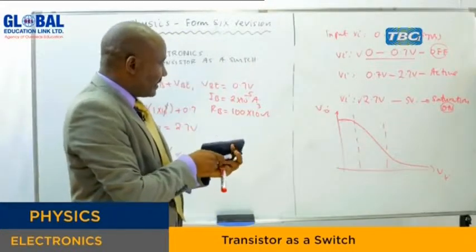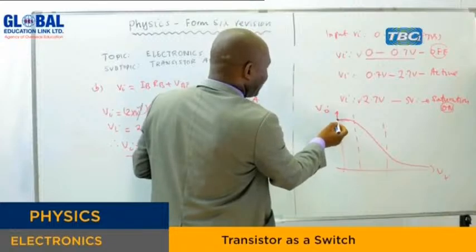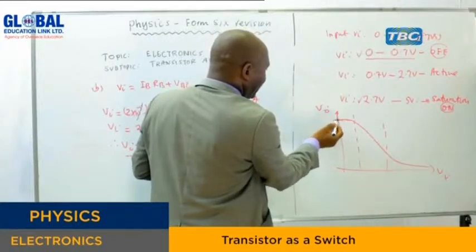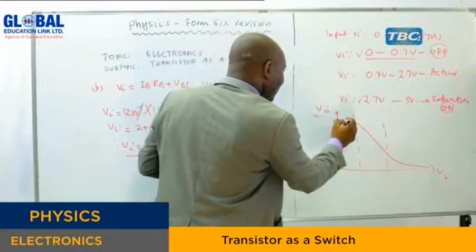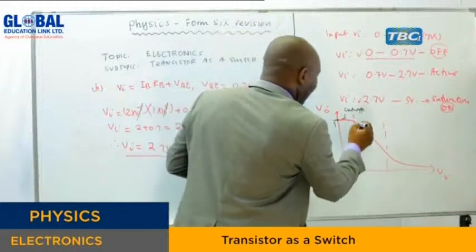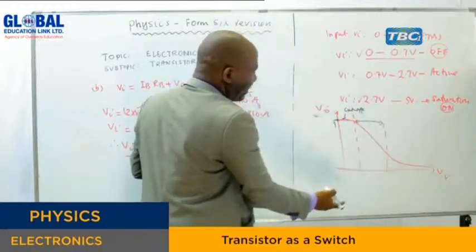So this is a region where the output voltage reaches the maximum. Remember, this is equal to what? Equal to the supply voltage. That means equal to the supply voltage. This is the condition when you have what? Cutoff state.